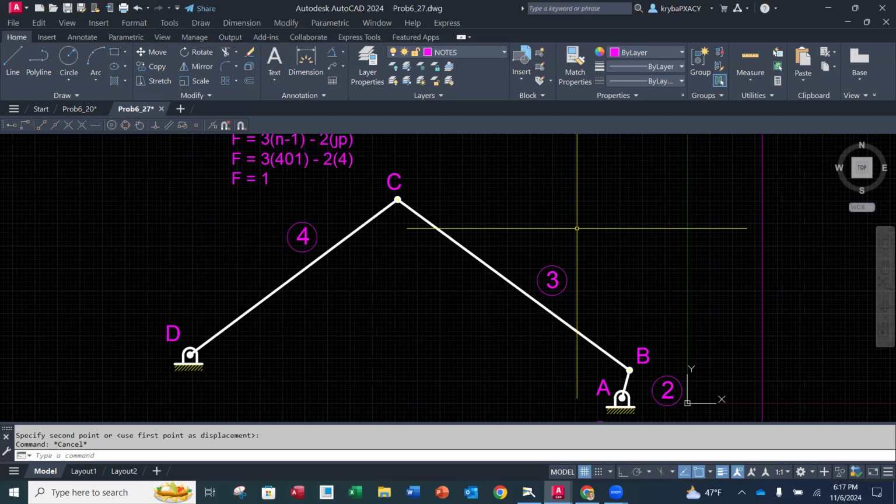Seems like there's less clicks. How are you guys doing? Who's still working on the diagram? Anybody? I'll check the chat box as well. Anybody still working on the diagram?